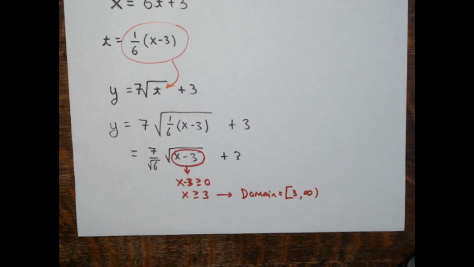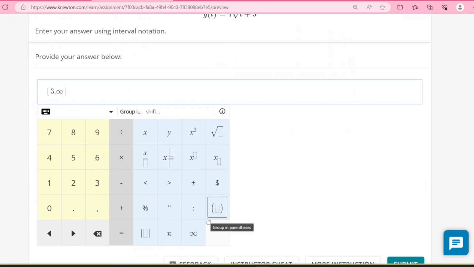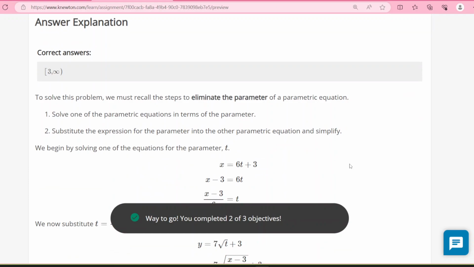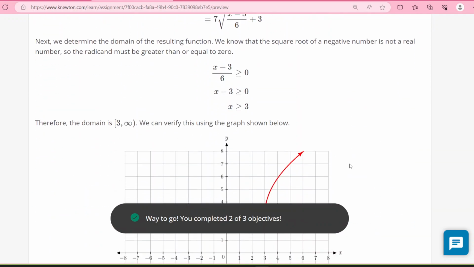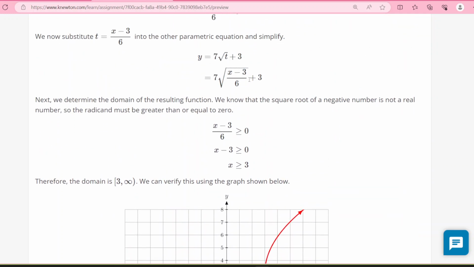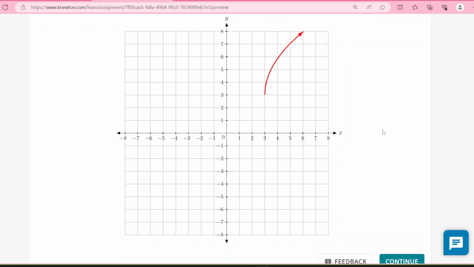And we can look at the graph of this, and you'll see the graph of it is only from 3 to the right. No values less than 3. Right? So interval notation, 3 and onward, bracket, 3, comma, and then infinity, and then parentheses. Great. So again, they take you through it here. Same deal. There's the graph of our Cartesian curve, right? When we eliminated the parameter, this y equals 7 times the square root of x minus 3 over 6 plus 3. That's the graph of this here. And you see how it's only graphed from 3 onward.